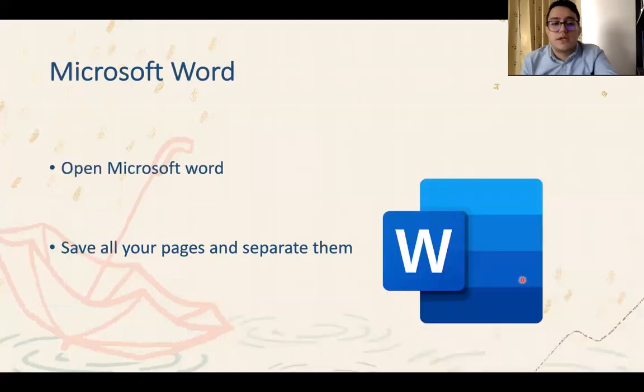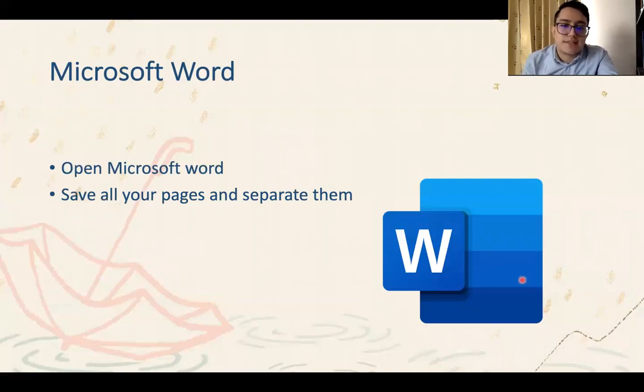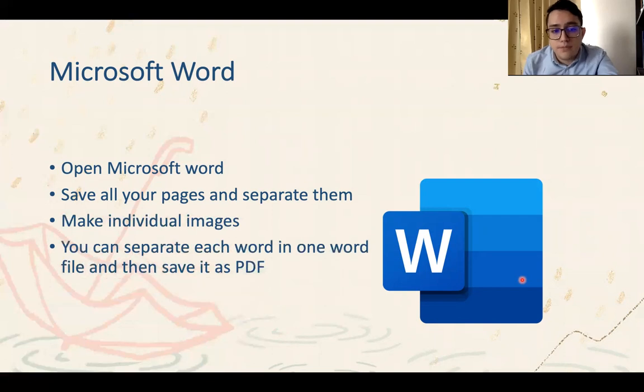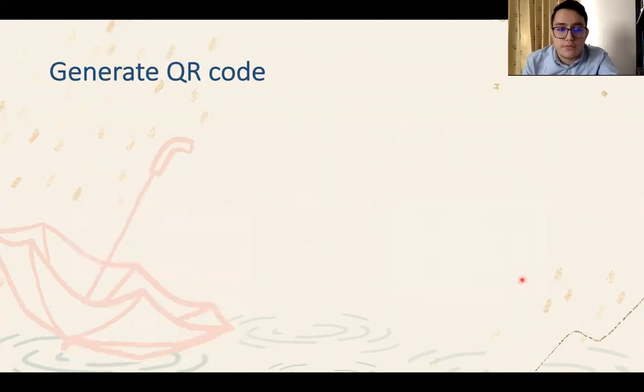So let's open Microsoft Word and save all your pages and separate them. If you don't have iOS, this is another way you can do it to make individual images. You can separate each word into one Word file and then save it as PDF. Let's look at our example.